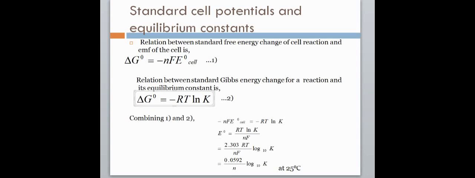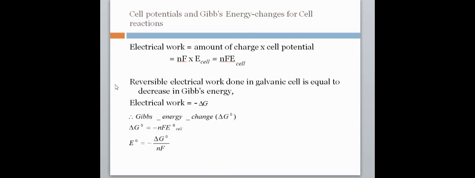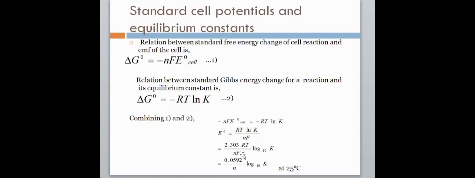So I have an equation with delta G and cell potential. I have an equation with cell potential and equilibrium constant. So both these equations are very, very important. Depending on which term is given to you, accordingly we can apply that formula.